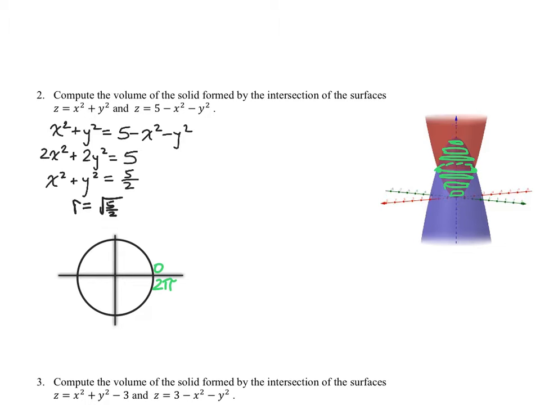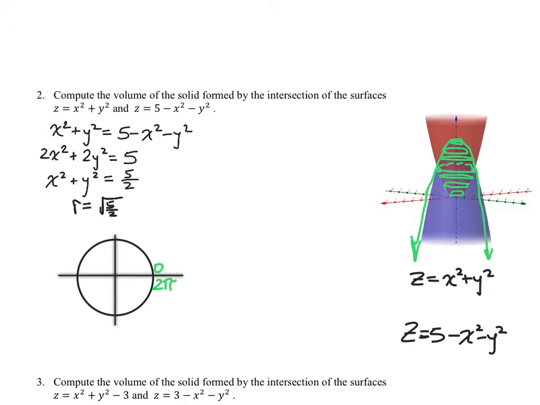So I need this guy. All right, so you got two choices. You got z equals x squared plus y squared. I'll write them both down here. And you have z equals 5 minus x squared minus y squared.